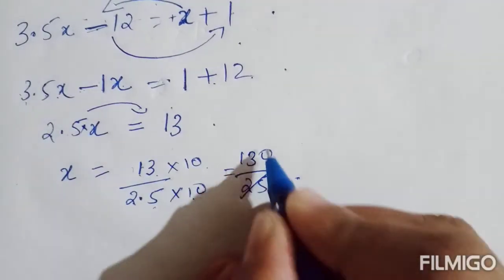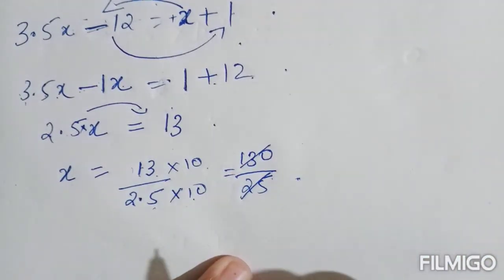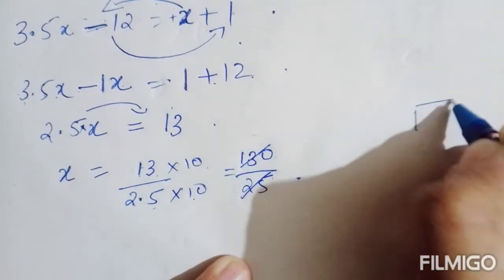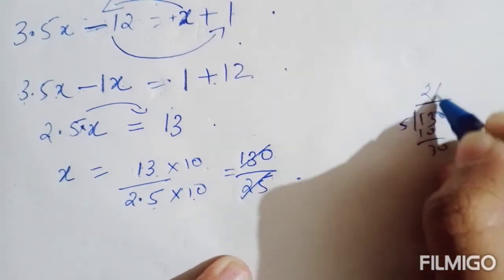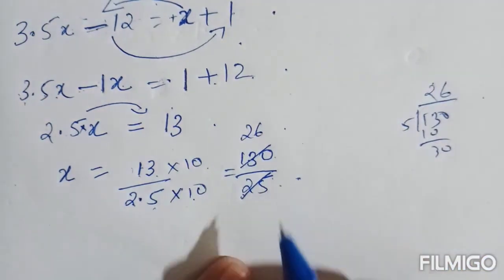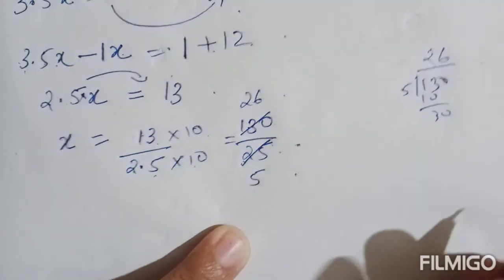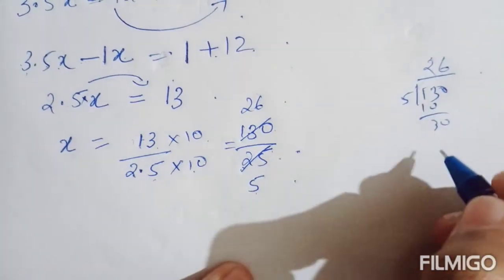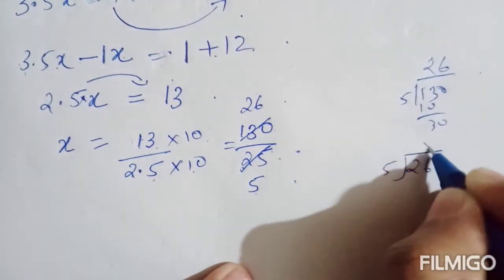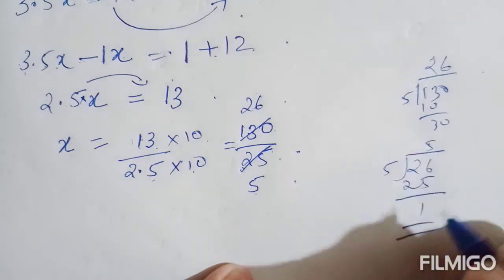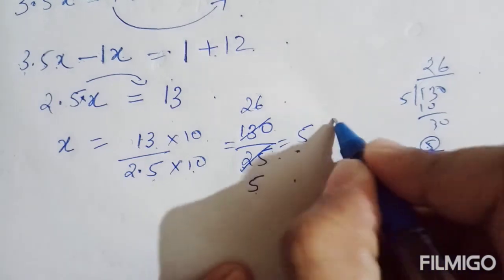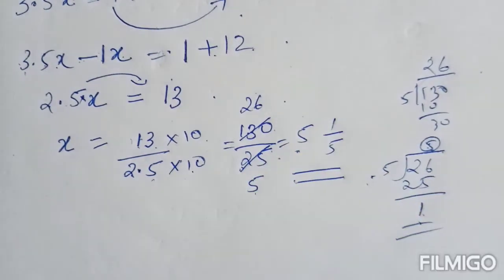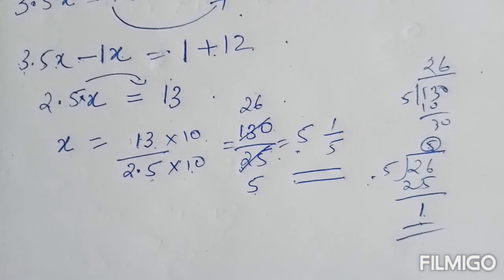Now let us reduce this. Both will go in 5. So 130 divided by 5. What you will get? 130 divided by 5: 5 into 2, 10, 30, 5 into 6. So 26. 25 divided by 5, it is 5. Now let us convert 26 by 5 to mixed fraction. 26 by 5 you will get 5 1 by 5. Quotient 5, then remainder by divisor, so 1 by 5. So x equal to 5 1 by 5 will be the answer.